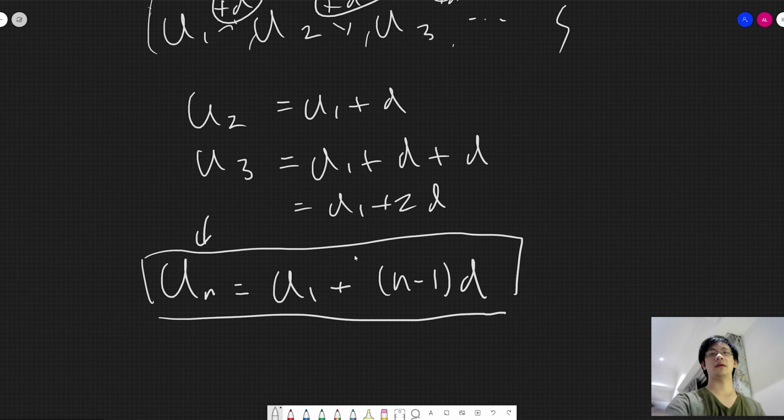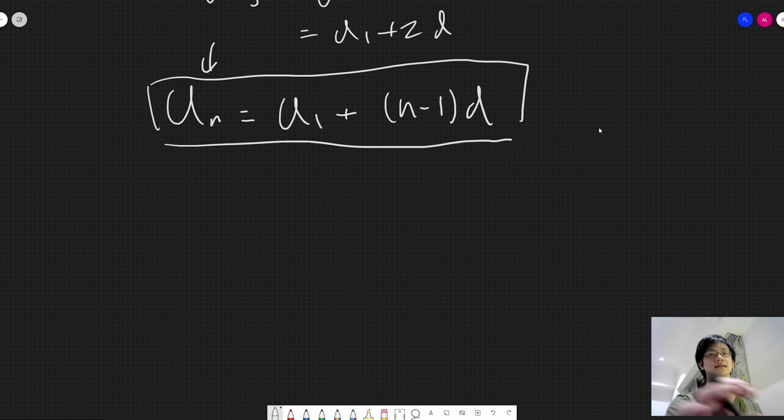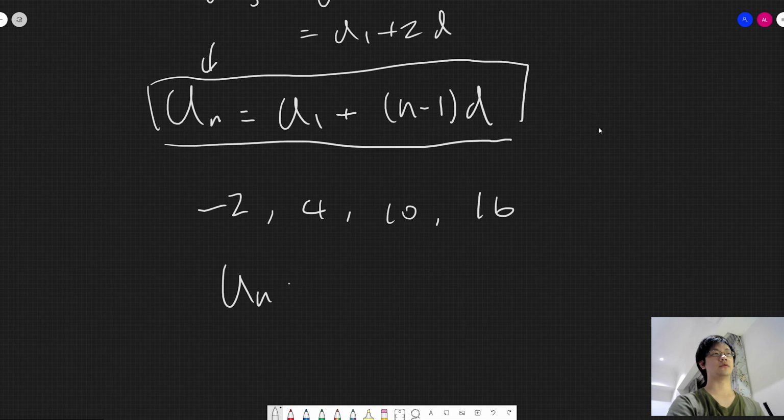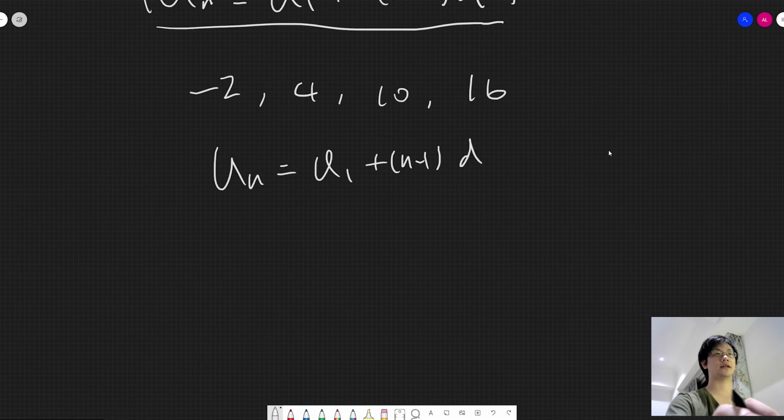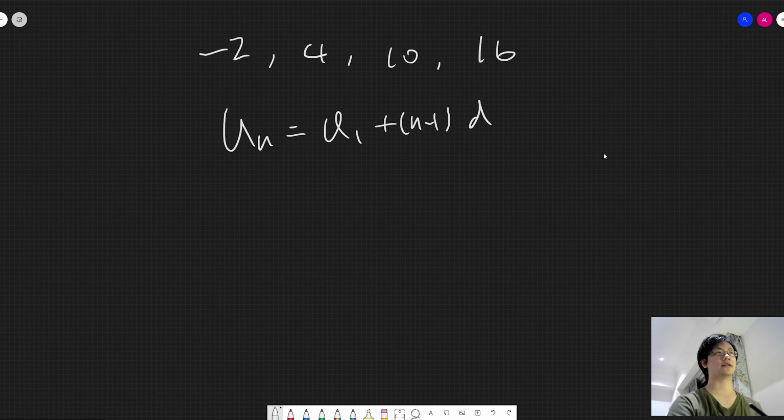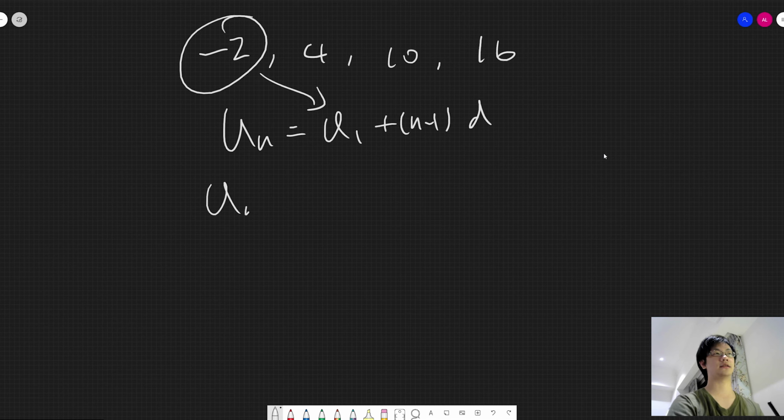Okay, let's do a small practice on this. So if I have the sequence negative 2, 4, 10, 16, how would I put this into the form of un equals u1 plus (n minus 1) times d? You can pause the video here to try if you want. I'll proceed and figure this out. So very clearly the first term is negative 2, right? So I have un equals negative 2 plus (n minus 1) d.